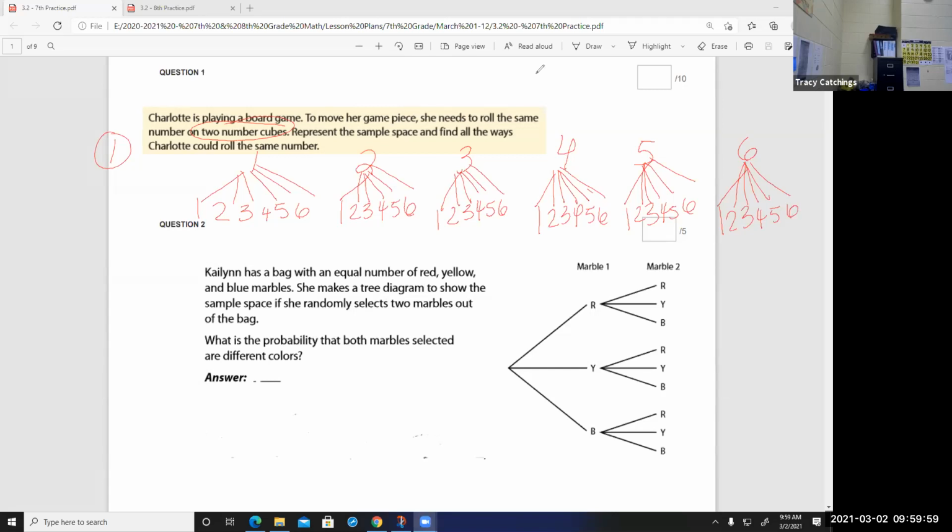They then told us we need to find all the ways that she can roll the same number. All right, with that sample space, that's telling me I could have had a 1 and a 1. I could have had a 1 and a 2, a 1 and a 3, 1 and a 4, 1 and a 5, 1 and a 6, and so forth and so on. So what instance could I have had the same number? Looking at that sample space, when is the chance that I would have had the same number? I'm gonna give you 1. If I rolled a 1 and a 1, that's the same number.